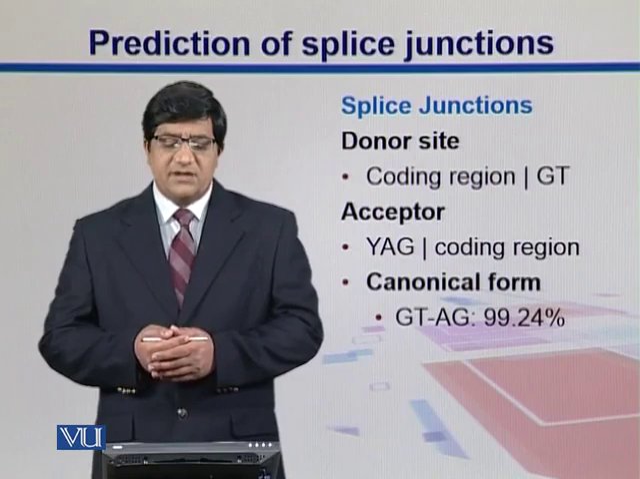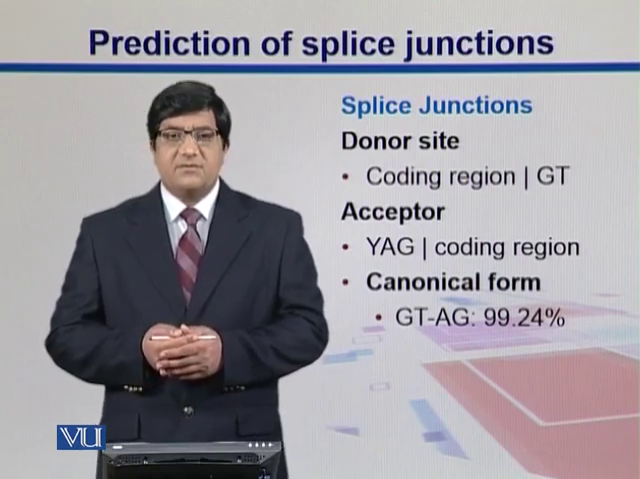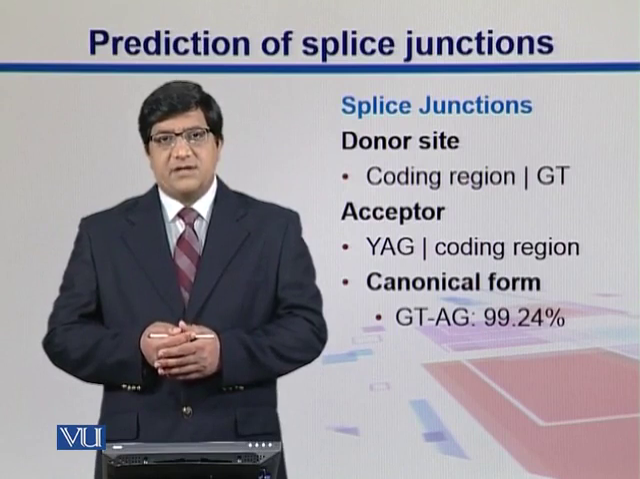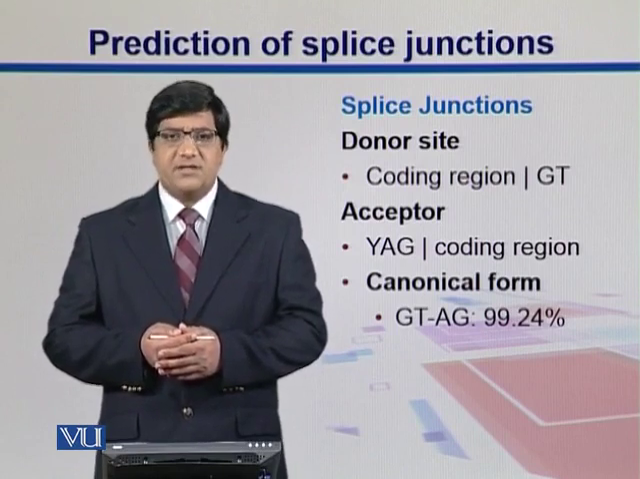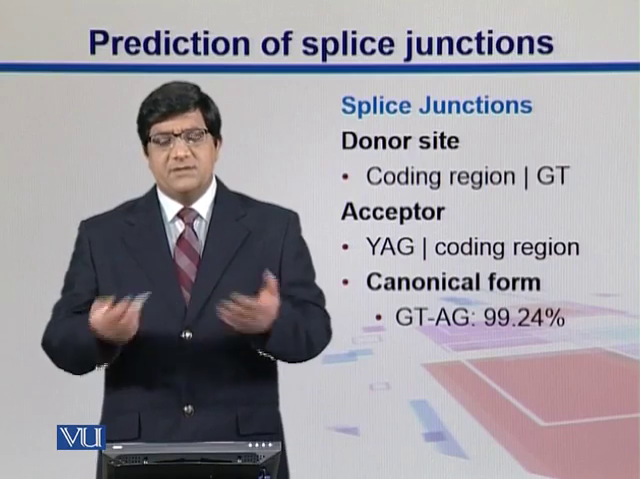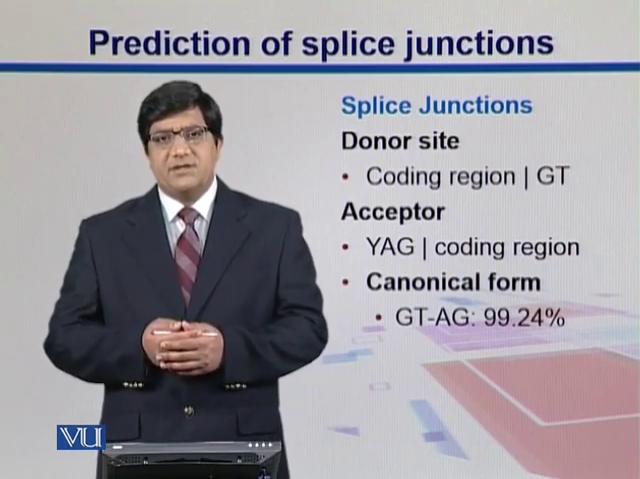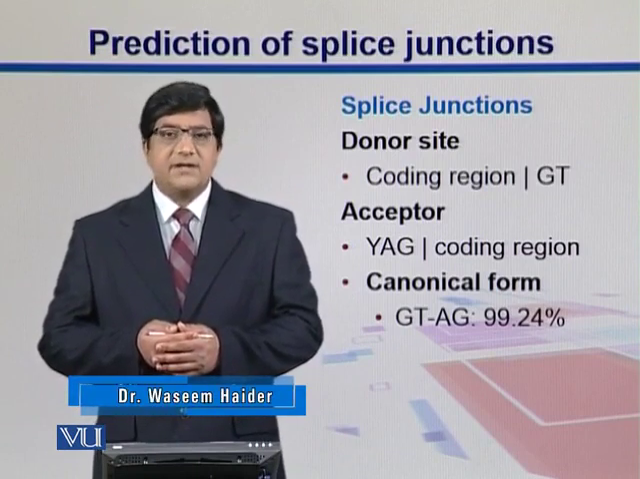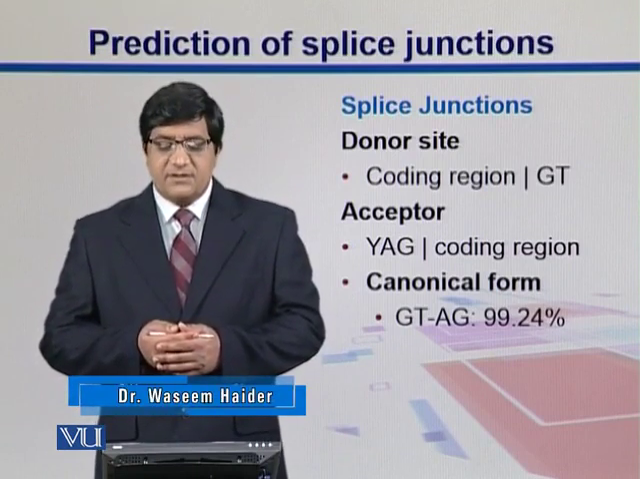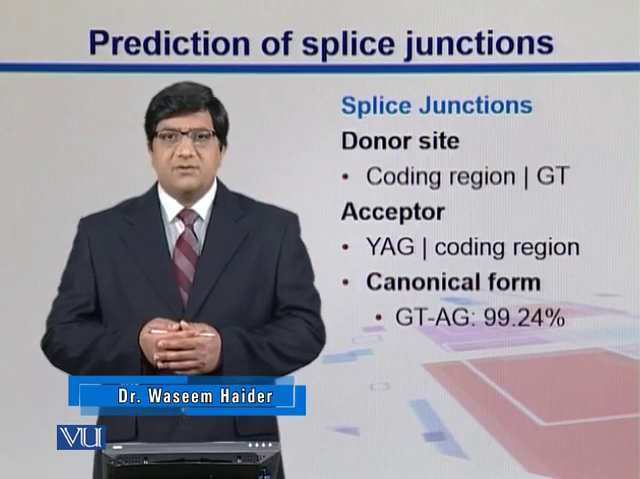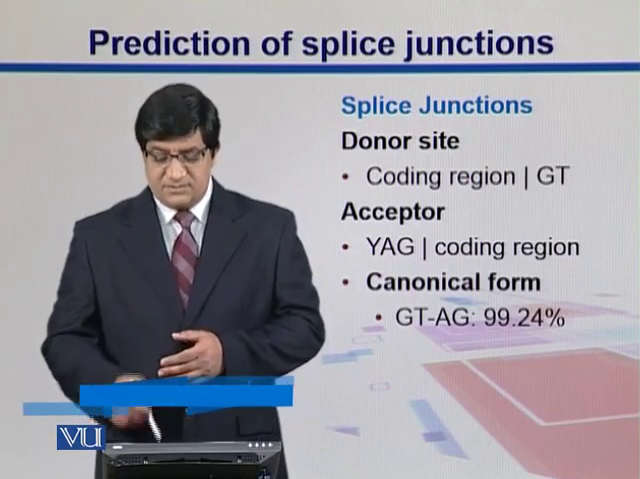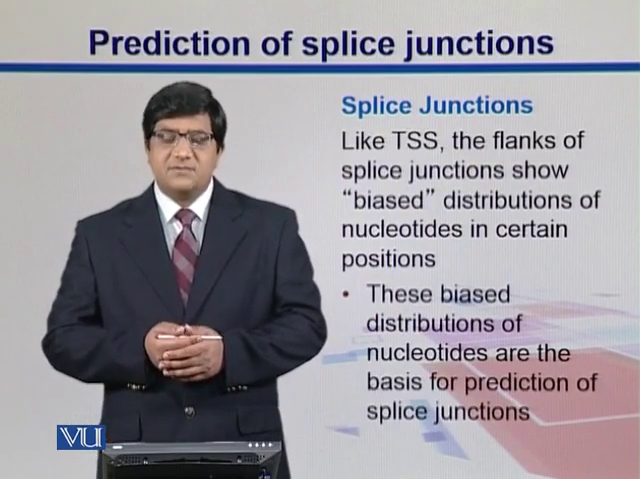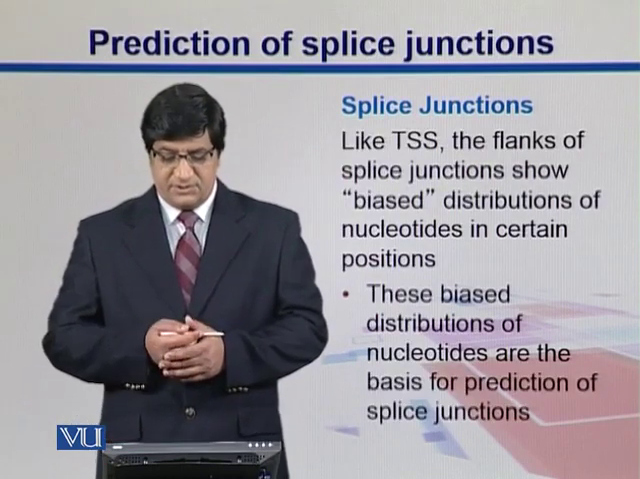We call it the donor site, and the acceptor site is where the introns end, with a sequence like YAG. Y can be any pyrimidine. Mostly we put AG as the ending sequence. So GT and AG, these are the donor and acceptor sites. These are the canonical forms. So over 99.24% we will observe these nucleotides. There are some non-canonical forms also in addition to this.